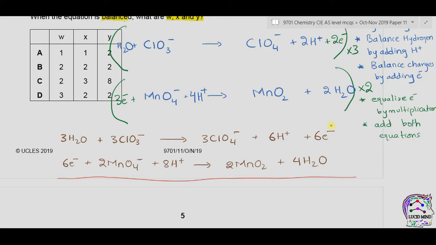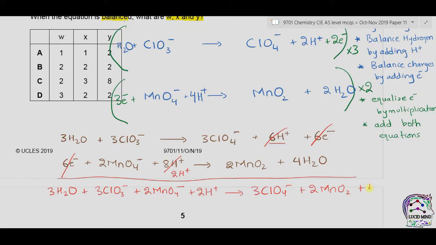Now we can see that the number of electrons lost is equal to the number of electrons gained, so we can cancel them out. Similarly, we have 6H+ formed and 8H+ gained, so it will cancel to become 2H+. Now we can write both equations. 3H2O, 3ClO3⁻, 2MnO4⁻, 2H+. It forms 3ClO4⁻, 2MnO2, and 4H2O.